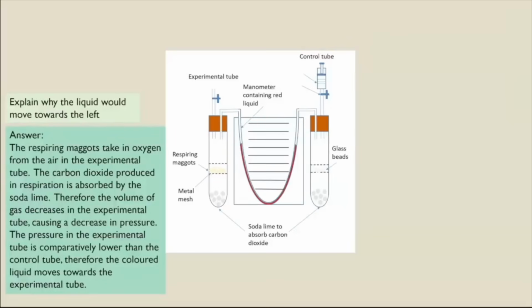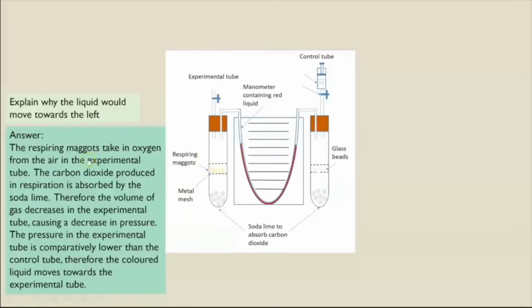The next one was explain why the liquid would move to the left. Now, sometimes they'll add in an extra question and they'll actually get you to work out which direction the liquid would move first. And it's not always set up with the experimental tube on the left, sometimes it's on the right, but the liquid will always move towards the experimental tube.